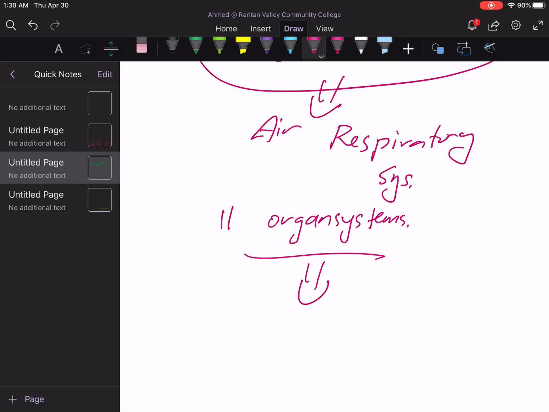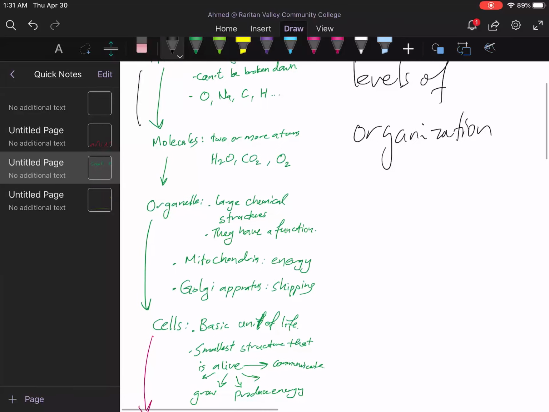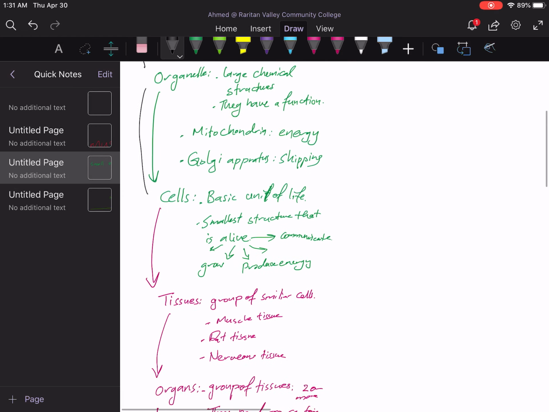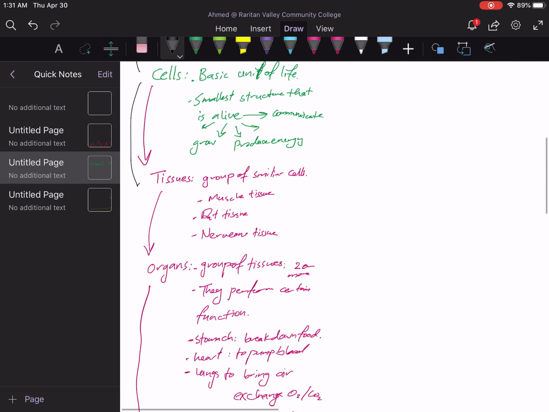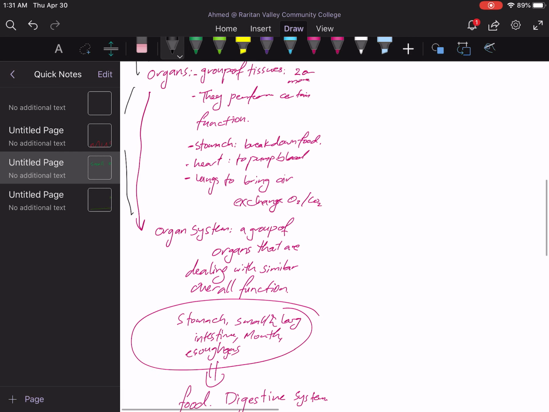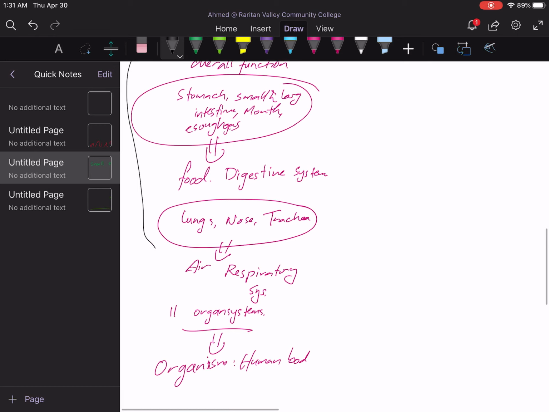Collectively, these form the organism. In our course, that's the human body. So collectively, these are what we call the levels of organization. A group of atoms will form molecules, a group of molecules will form organelles, a group of organelles will form cells, a group of cells will form tissues, a group of tissues will form organs, a group of organs will form organ systems, and the group of organ systems will form the organism.